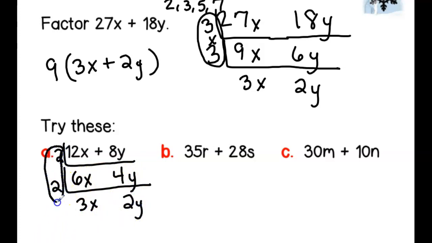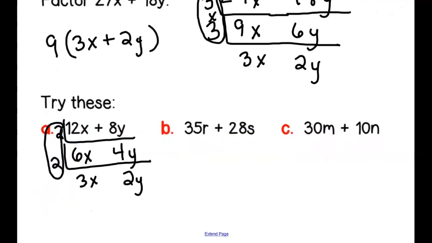The GCF is found by multiplying the numbers on the side there. So we have 4 and 3x plus 2y are left in the parentheses.